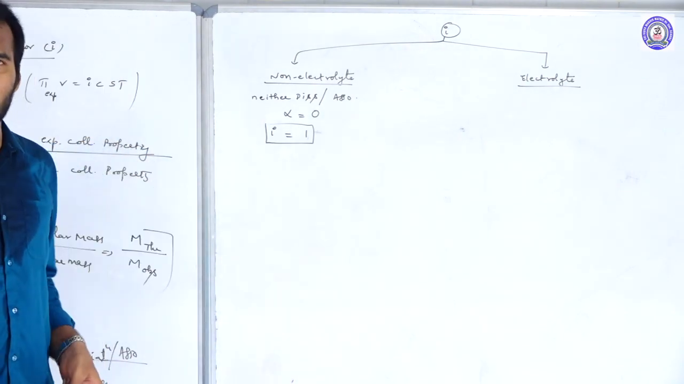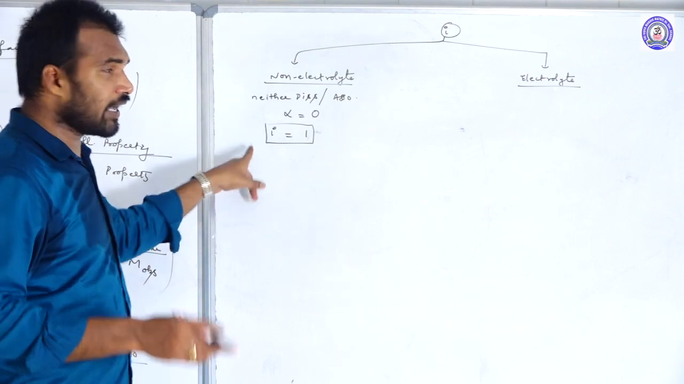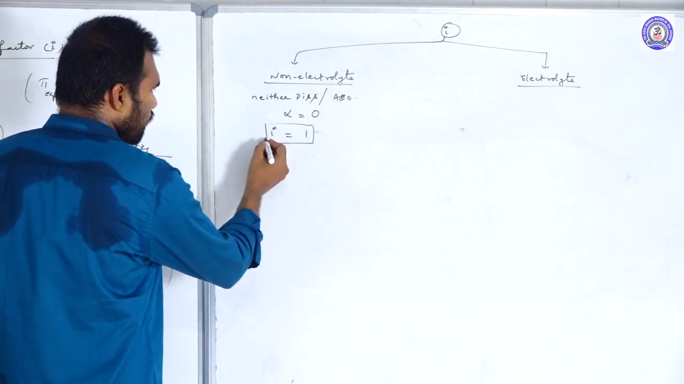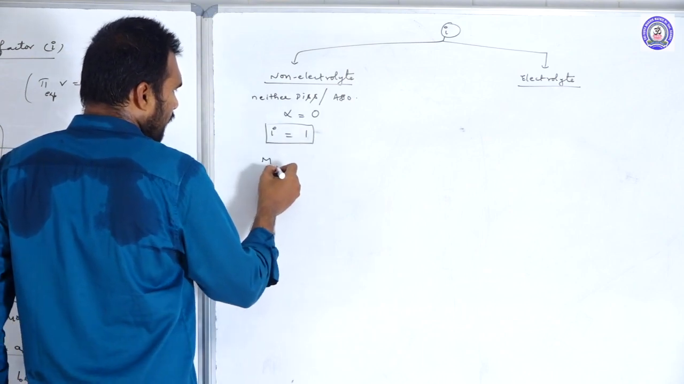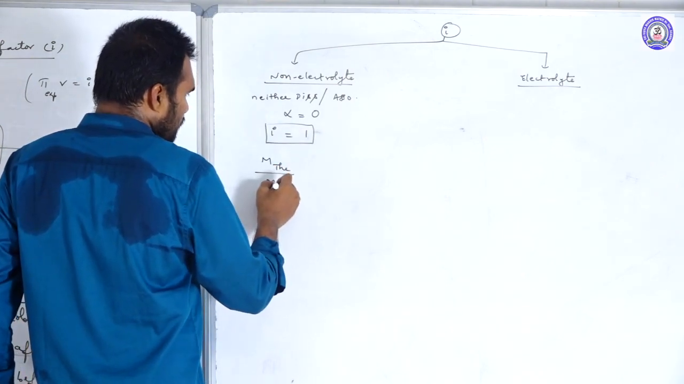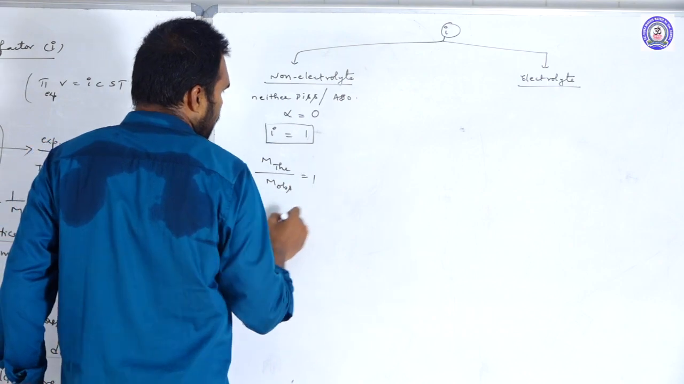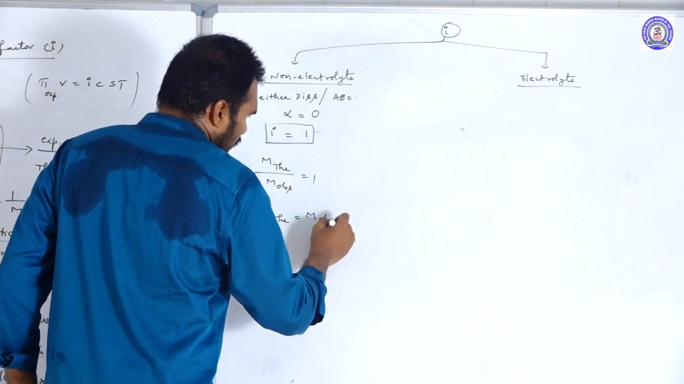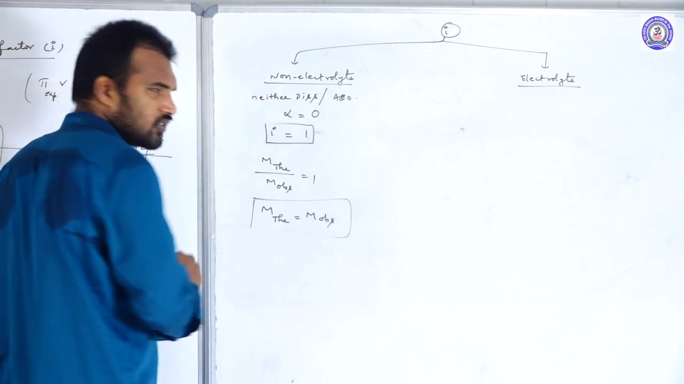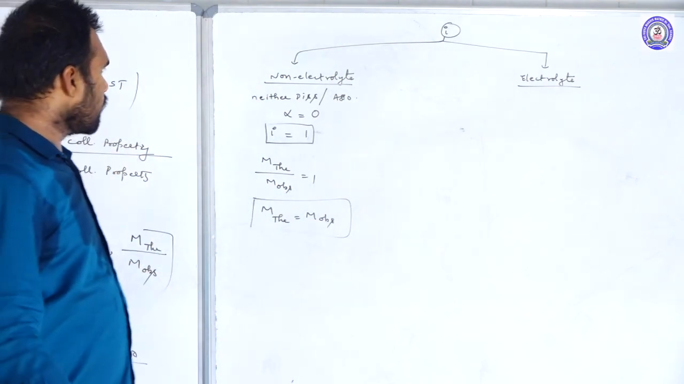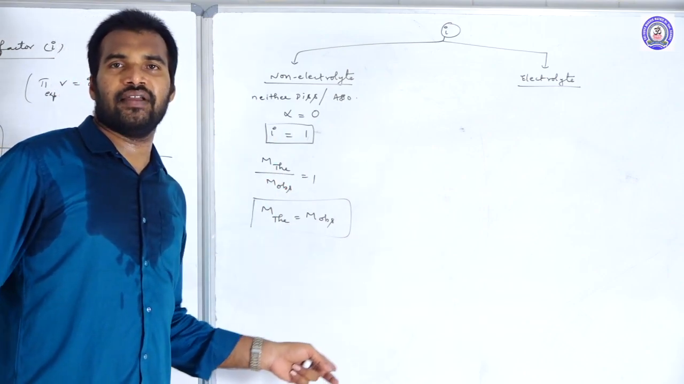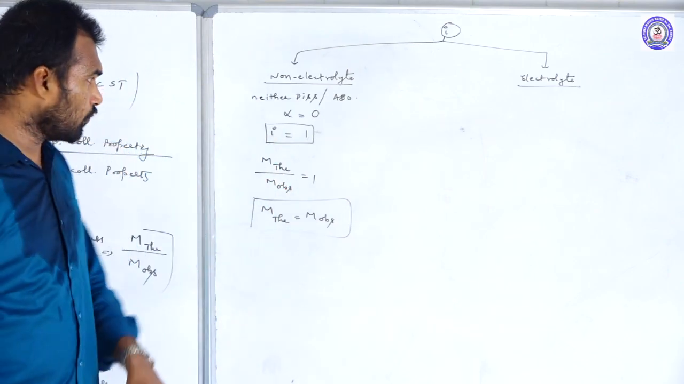If the i value is equal to 1, then what is the formula for i value in terms of molecular mass? i is M theoretical by M observed. So if i is equal to 1, then M theoretical by M observed is equal to 1. From that we can write M theoretical is equal to M observed, meaning there is no difference. So for all non-electrolytes, i value is 1 and their M theoretical value is equal to M observed.